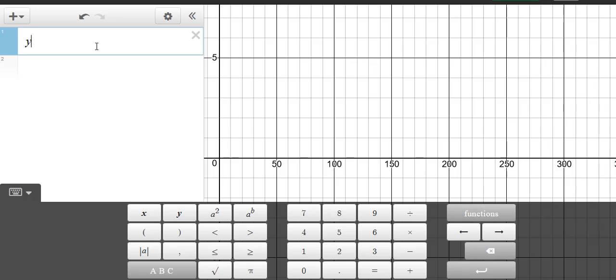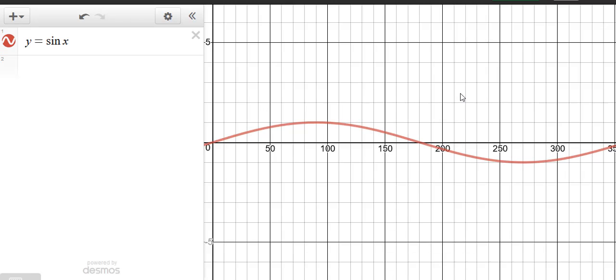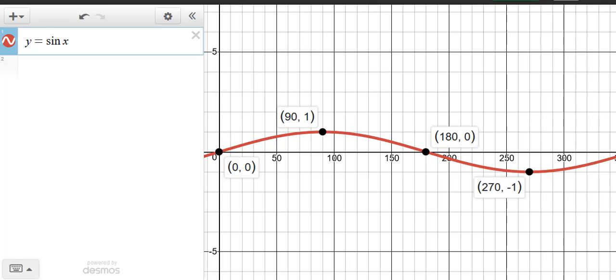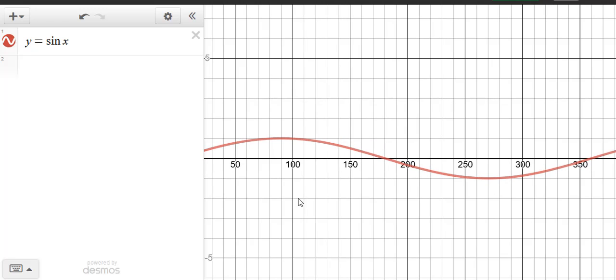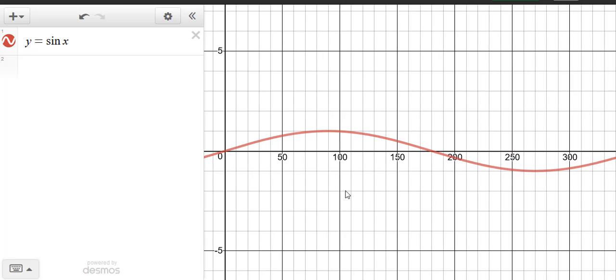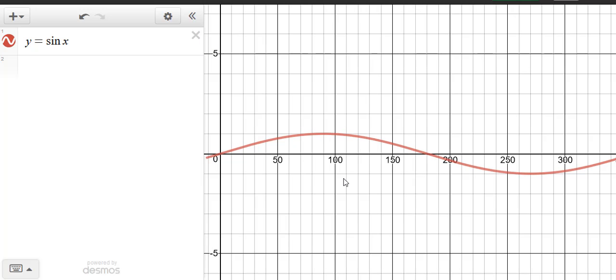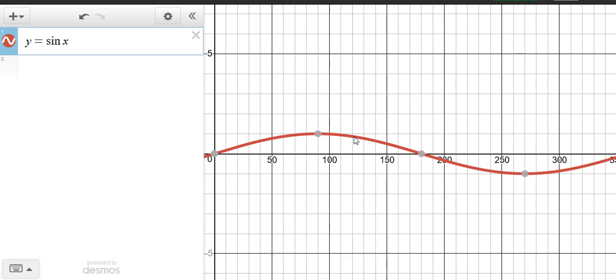Y equals sine x right now. Look at that. Immediately we have a nice sine curve. Notice 1, 1, 2, 3, 4, 5. Those are the 5 key points that I was talking about earlier in another video. And in case you can't see them all, I guess I move the graph and they disappear. Oh well. Anyway, they come back just as quickly when you touch on the graph with your mouse.